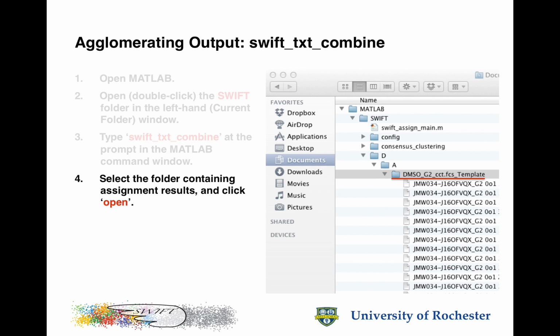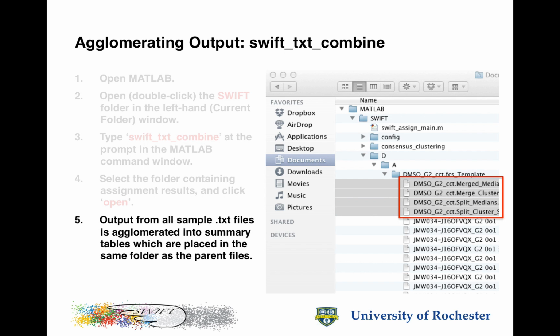That will open up the program and open up a dialog box. So navigate to the folder that contains the output. In this case it's within the A folder, and it's this folder labeled with the file name plus template. Highlight that folder, click open, and the program will then assemble all of the data from the text files in that folder into 4 combined output files. Those are summary tables of the data that are now very convenient to work with in spreadsheets.